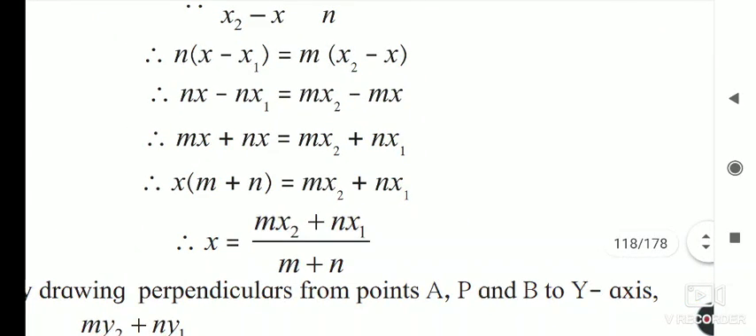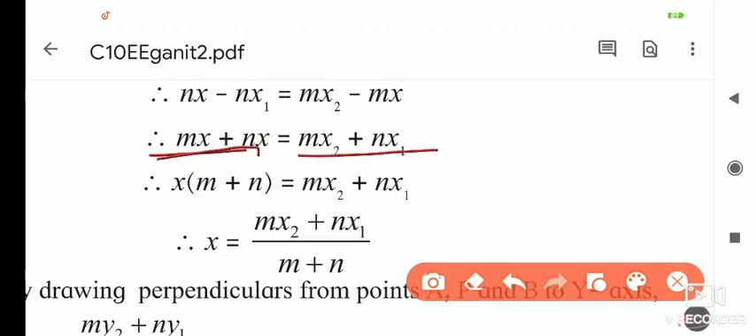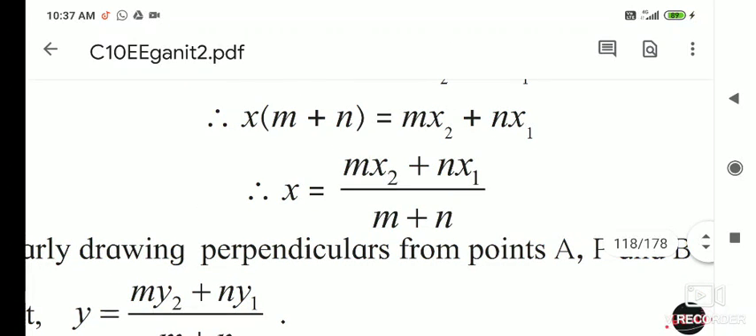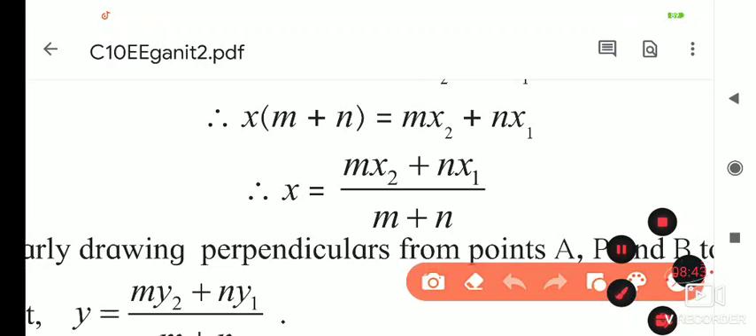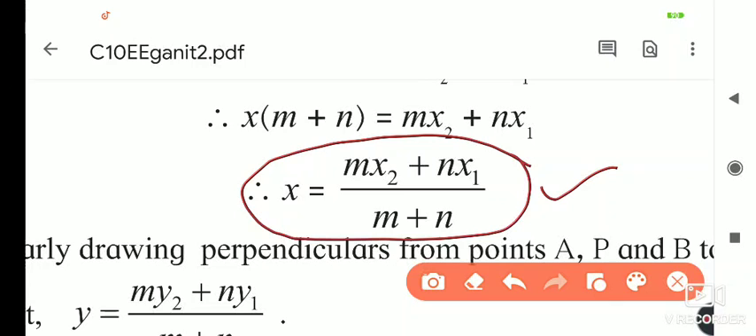At first take the x terms together on one side of the equation, and the m terms together, and here x2 and x1. So x common, m plus n is equal to mx2 plus nx1, and this m plus n we have to take for the divide. Now above I told you how it is derived, but what is important is that if you have to find the x coordinate of P, you have to use this formula, that is x is equal to mx2 plus nx1 upon m plus n.